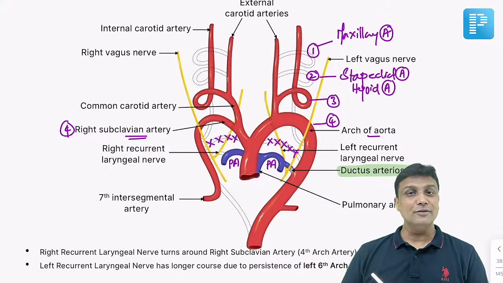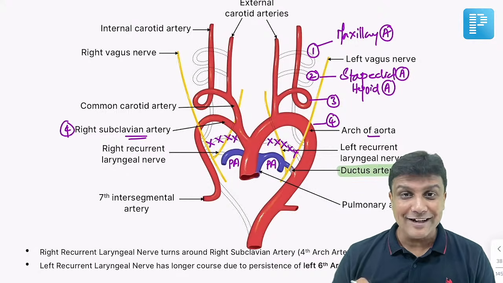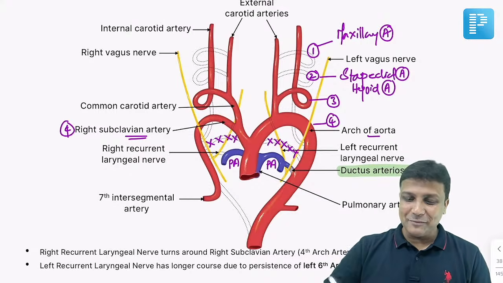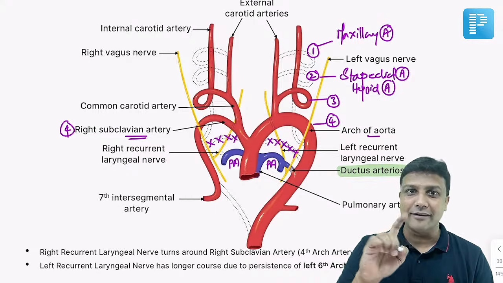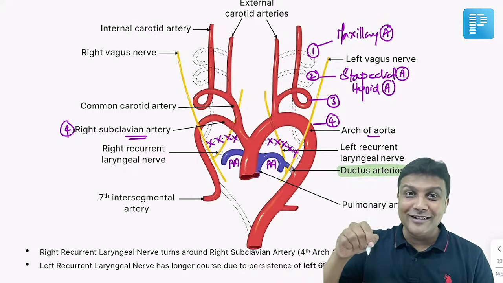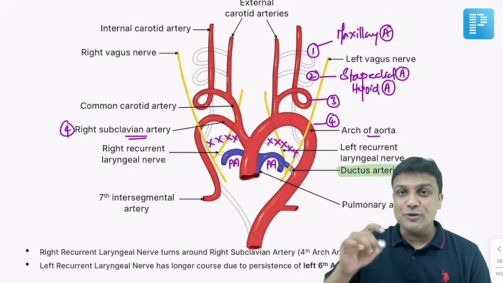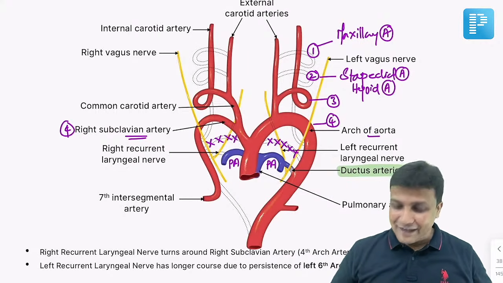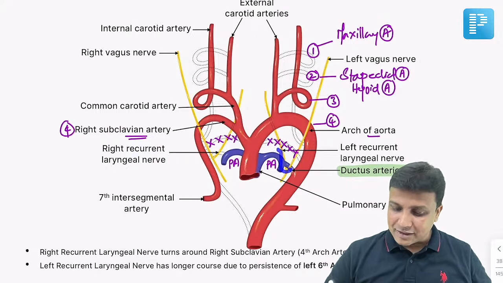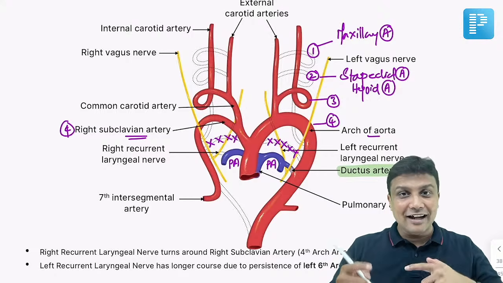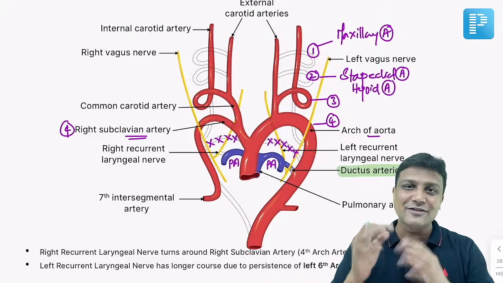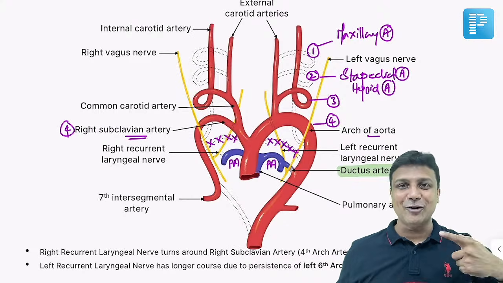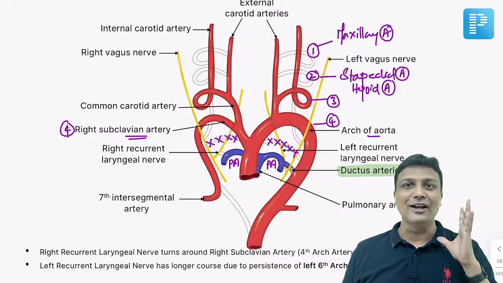Ductus arteriosus. Because that is present over there, my dear friends who are answering fourth arch artery, that is not the right answer. Now learn it conceptually. Because of this, on the left side, the recurrent laryngeal nerve, which is coming from vagus, cannot ascend up. It gets stuck there, and it takes a turn around the arch of aorta. That is why it is the longest one.